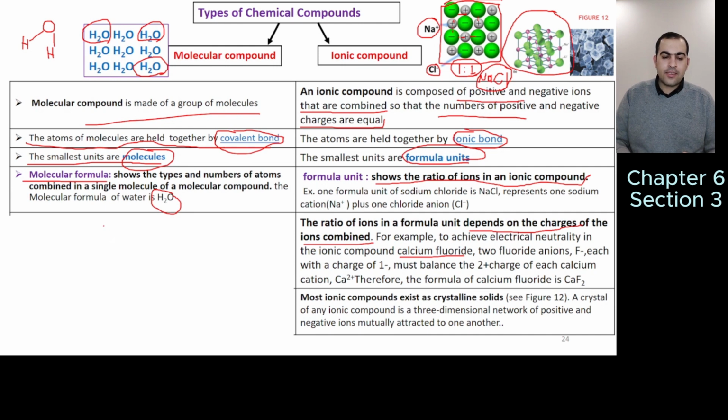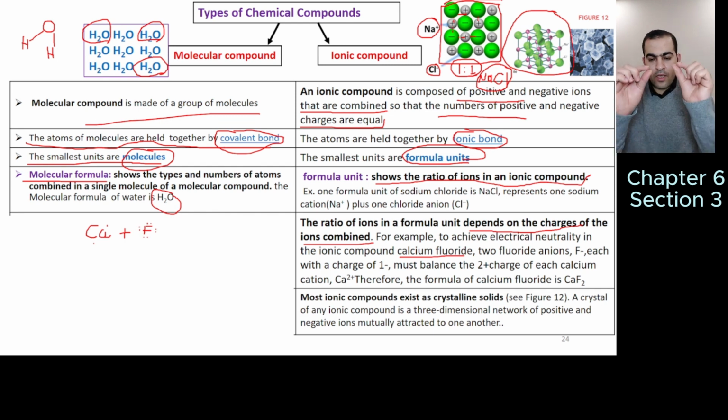Look, calcium, guys, it's in group 2. It has 2 valence electrons. If it bonds with fluorine, fluorine has how many valence electrons? It's in group 17. 17 minus 10 tells us the valence electrons, which is 7.